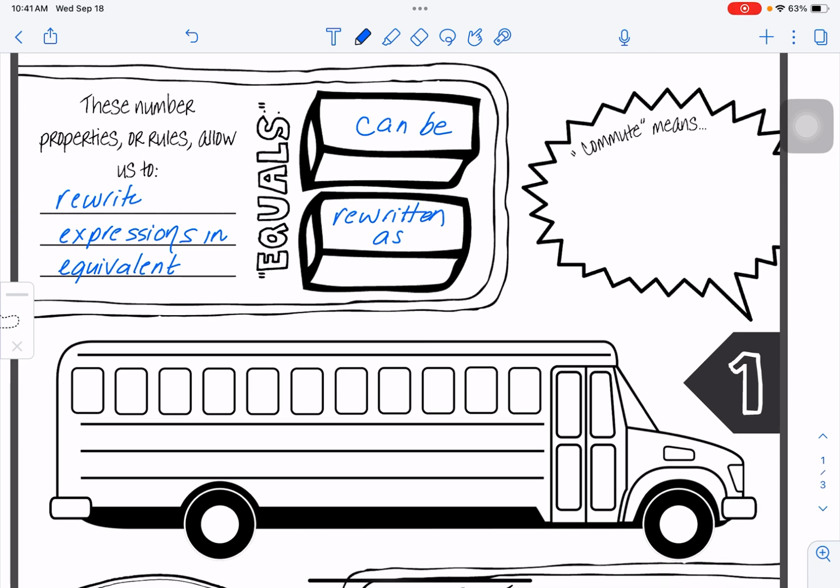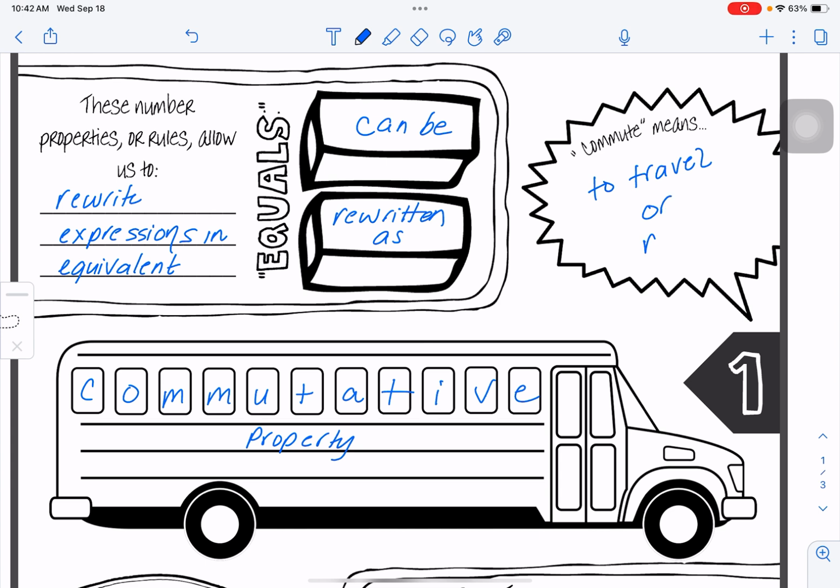The first property that we're going to talk about is the commutative property, spelled C-O-M-M-U-T-A-T-I-V-E. Commutative property. And you're going to notice that we put this commutative property in a bus. Because do you know what commute means to do? It has to deal with a bus or a car. Maybe your parents do this to and from work.